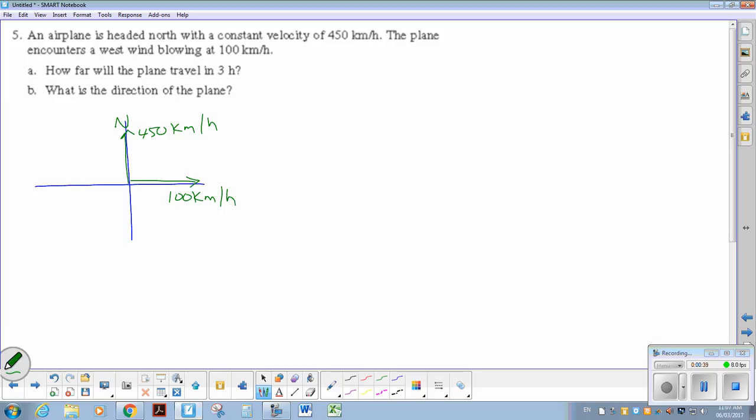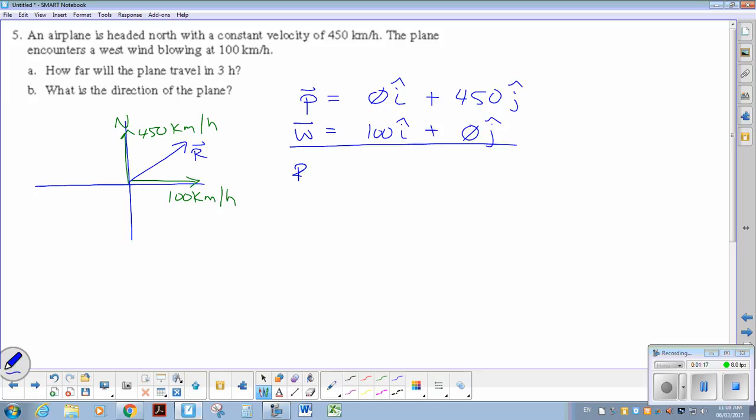All right, so there's my vector diagram. Parts A and B are really talking about the resultant itself. So we need to find the resulting velocity. I can anticipate it's going to be in this quadrant somewhere. We can do the quick addition here. We take our plane vector, which is 0I component, heading straight north, plus 450J. The wind vector would be 100I plus 0J. Adding that up, that would get our resultant.